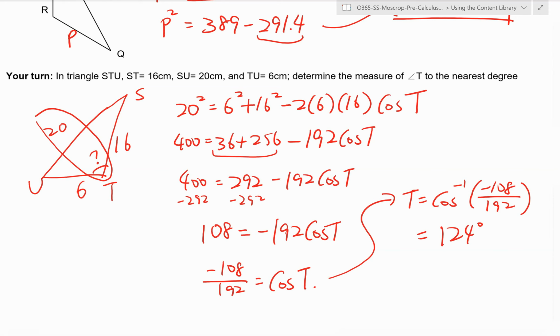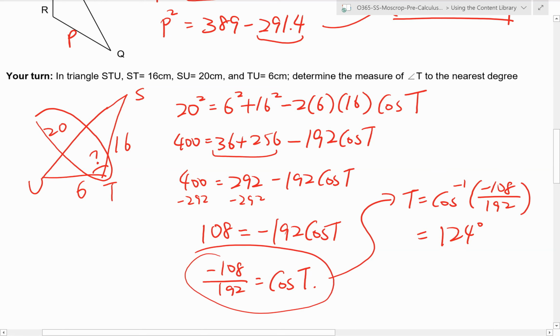The reason why I hesitated was because I'm not sure, well, I think it's always going to give you the answer in the second quadrant, so I think it's fine. So don't worry about it. So once you have this equation, you can take the inverse. You should get 124 degrees.